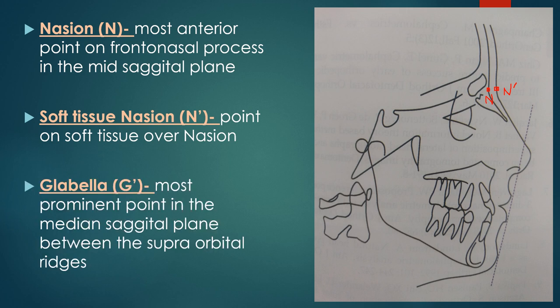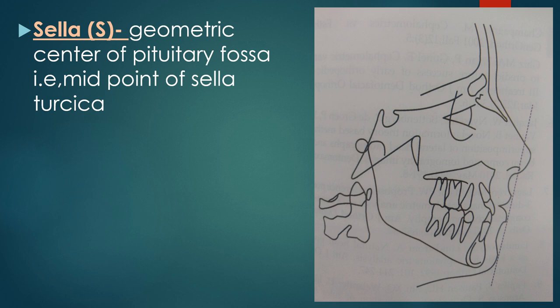Glabella. Glabella is also a soft tissue landmark. It is the most prominent point in the median sagittal plane between the supraorbital ridges. It is situated somewhere here and represented as G dash because it is a soft tissue landmark. Coming to sella, it is a geometric center of pituitary fossa, that is midpoint of sella turcica. This point is present here and represented as capital letter S.